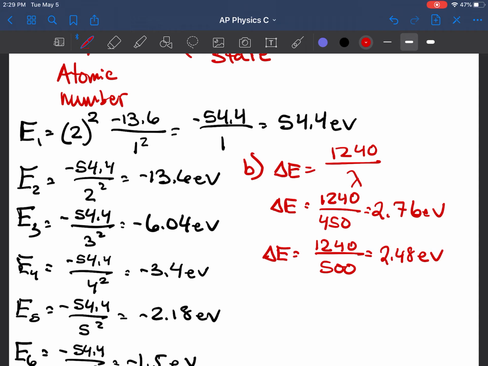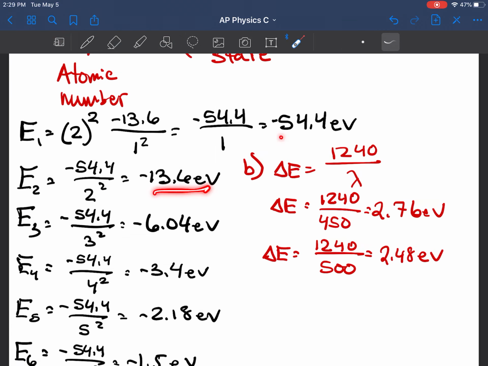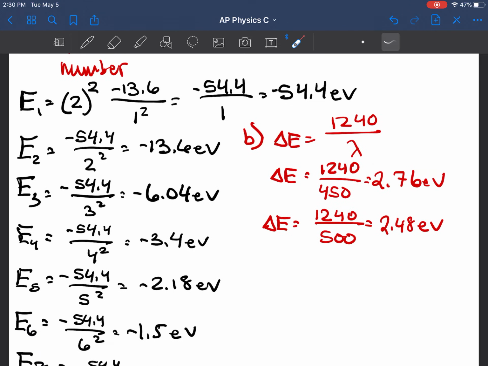So what we want to do then is try and figure out which transitions would have an energy difference between these two numbers. So for example, if you look at the energy drop from 2 to 1, you went from negative 13.6 to negative 54.4. So 54.4 and 13.6, that's a difference of 40.8. That does not fall within that range, so that's not a good difference.